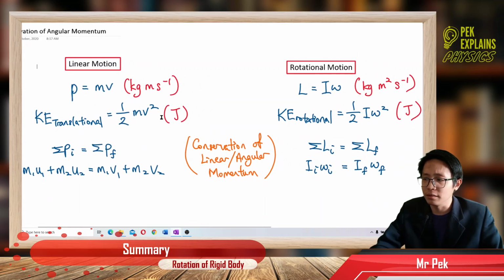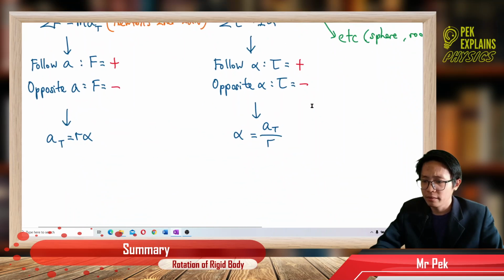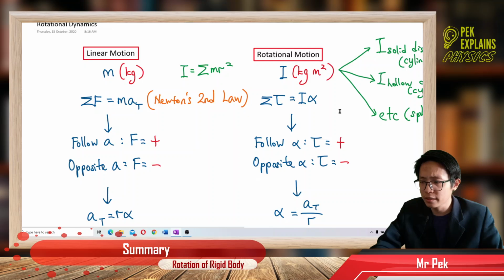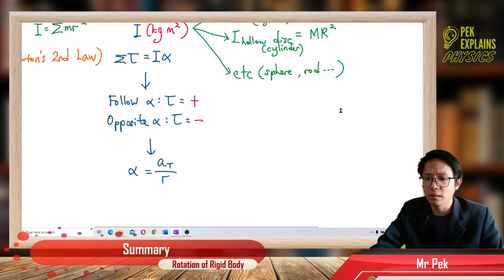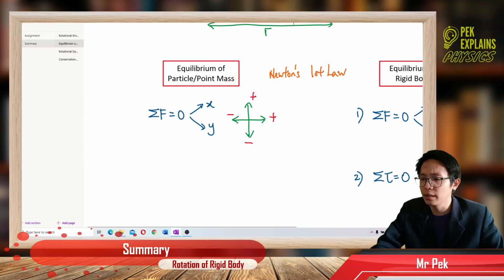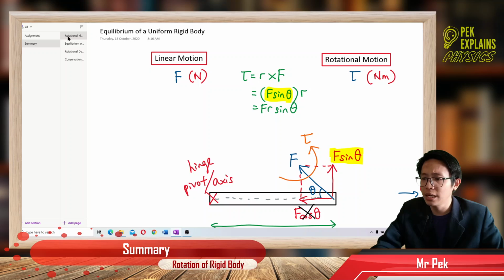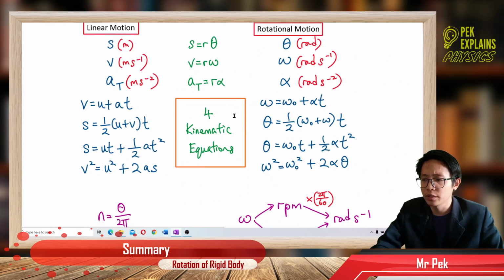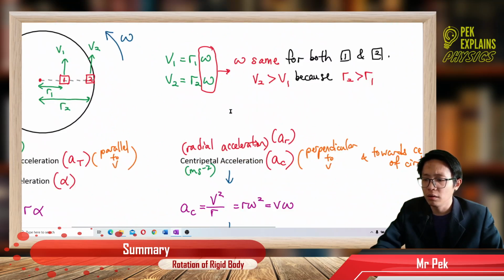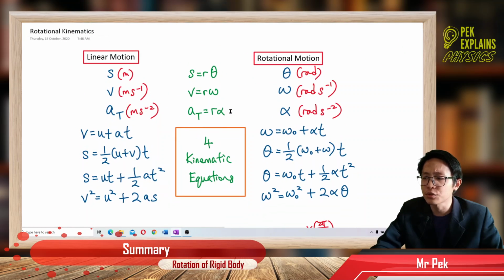So you see, all these terms we have learned before: conservation of momentum, Newton's second law, total F equals ma, and equilibrium, total F equals 0. Also the kinematics, or the four kinematic equations, v equals u plus at, all these things. We already learned this before. Now we just translate them all into terms in rotational motion. It's not difficult, all right?